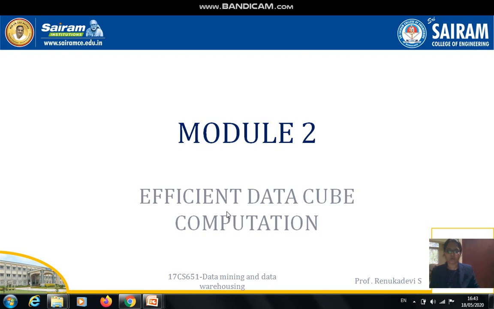Module 2, the concept of efficient data cube computation. As we already discussed in the class with the real-time example and the diagrammatic representation, we are now continuing with that, and half of the module is already posted. Now I'm posting the remaining module, so check it out. Initially, it pre-computes the aggregates and improves the response time of the aggregate query.